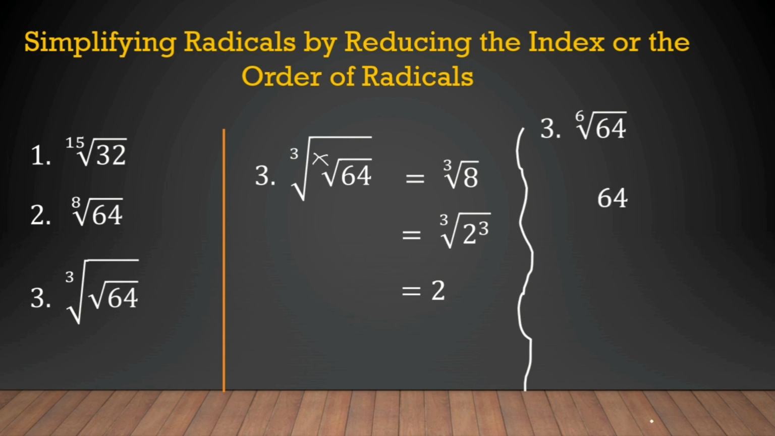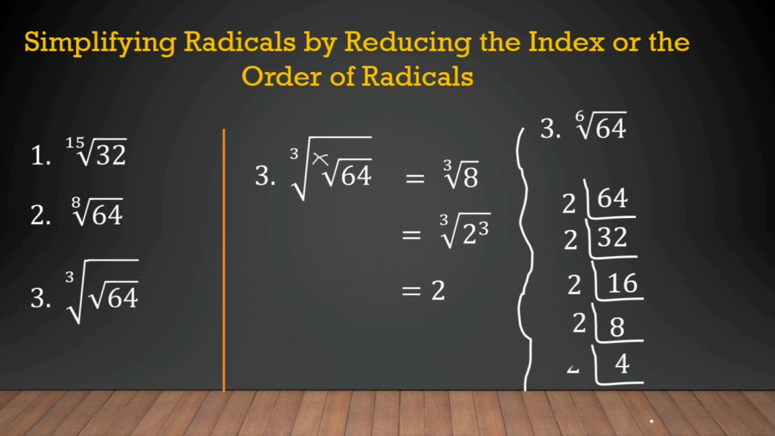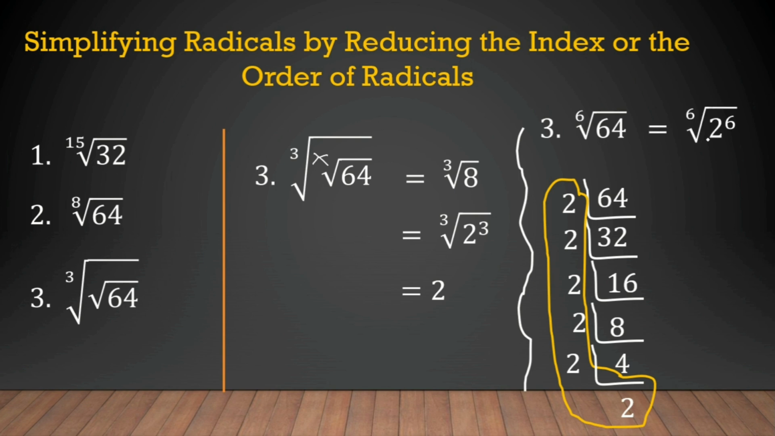So, we divide 64 by 2. 64 by 2 is 32. 32 divided by 2 is 16. 16 divided by 2 is equal to 8. 8 divided by 2 is equal to 4. Then 4 divided by 2 is equal to 2. So, the prime factors of 64 are 1, 2, 3, 4, 5, 6. So, we have the 6th root of 2 raised to 6.